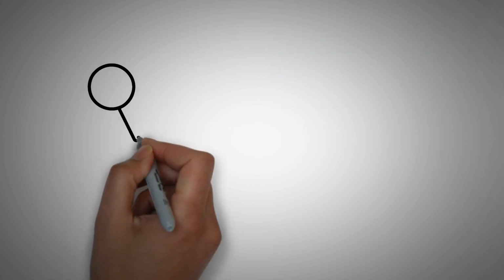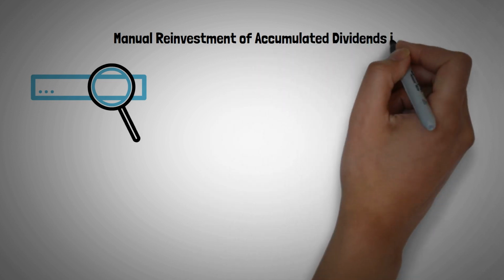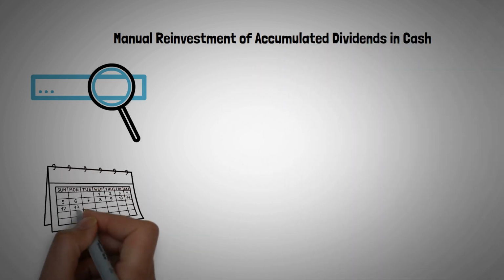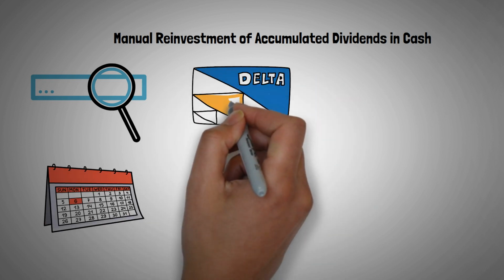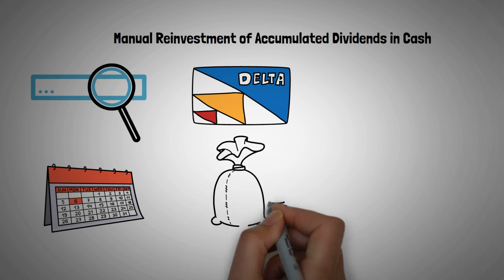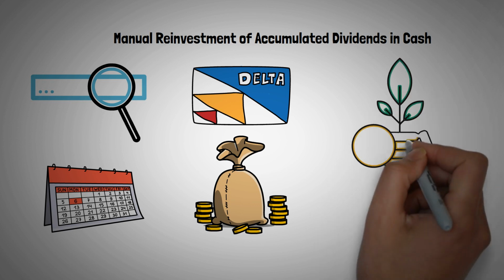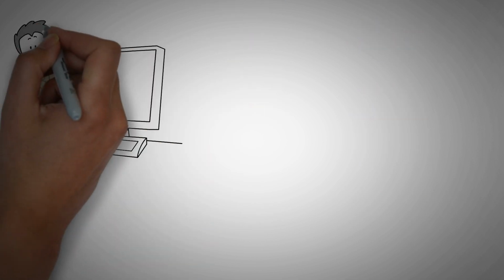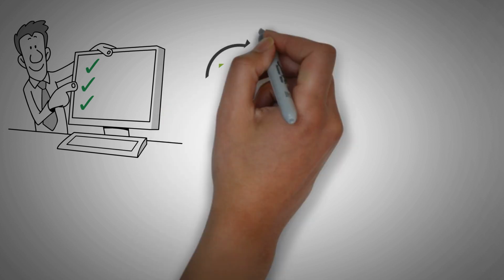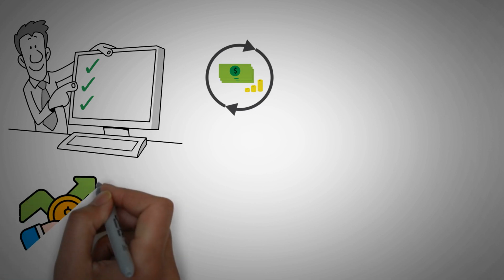Now, let's explore the second option: manual reinvestment of accumulated dividends in cash. With this approach, each month, when you make your monthly dividend stock purchases, add the cash dividends you've collected to the amount you're saving. Then use this combined sum to invest in the dividend stocks of your choice. Some refer to this as lump sum dividend reinvesting. Both methods have their merits, and it comes down to personal preference. Automated reinvestment is simpler, while manual reinvestment allows you more control over your investment choices.